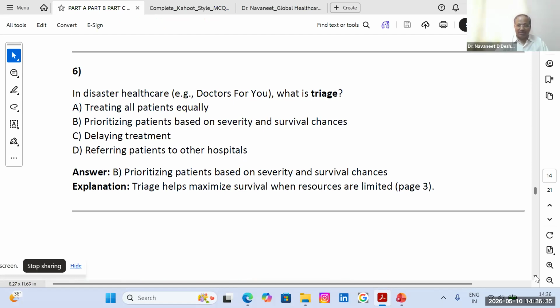Sixth, in disaster training, for instance, what is triage? A. Treating all patients equally. B. Prioritizing patients based on severity and survival chances. C. Delaying the treatment. And D. Referring patients to other hospitals. Let's see the correct answer. B. Prioritizing patients based on severity and survival chances is the correct answer. Explanation: triage helps maximize the survival when resources are limited.